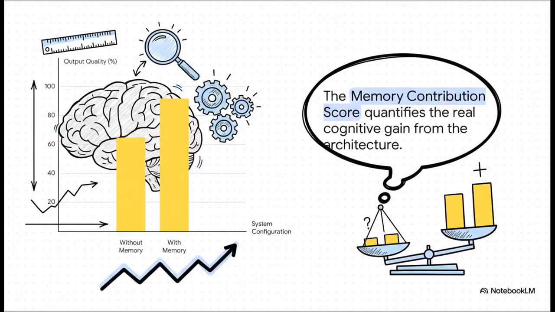But how do we know if all this hard work is even worth it? Well, you've got to measure it by creating what's called a memory contribution score. Basically, by comparing the AI's performance with and without this brain, we can see the difference it makes. And the results are just dramatic. It's a massive leap in quality.